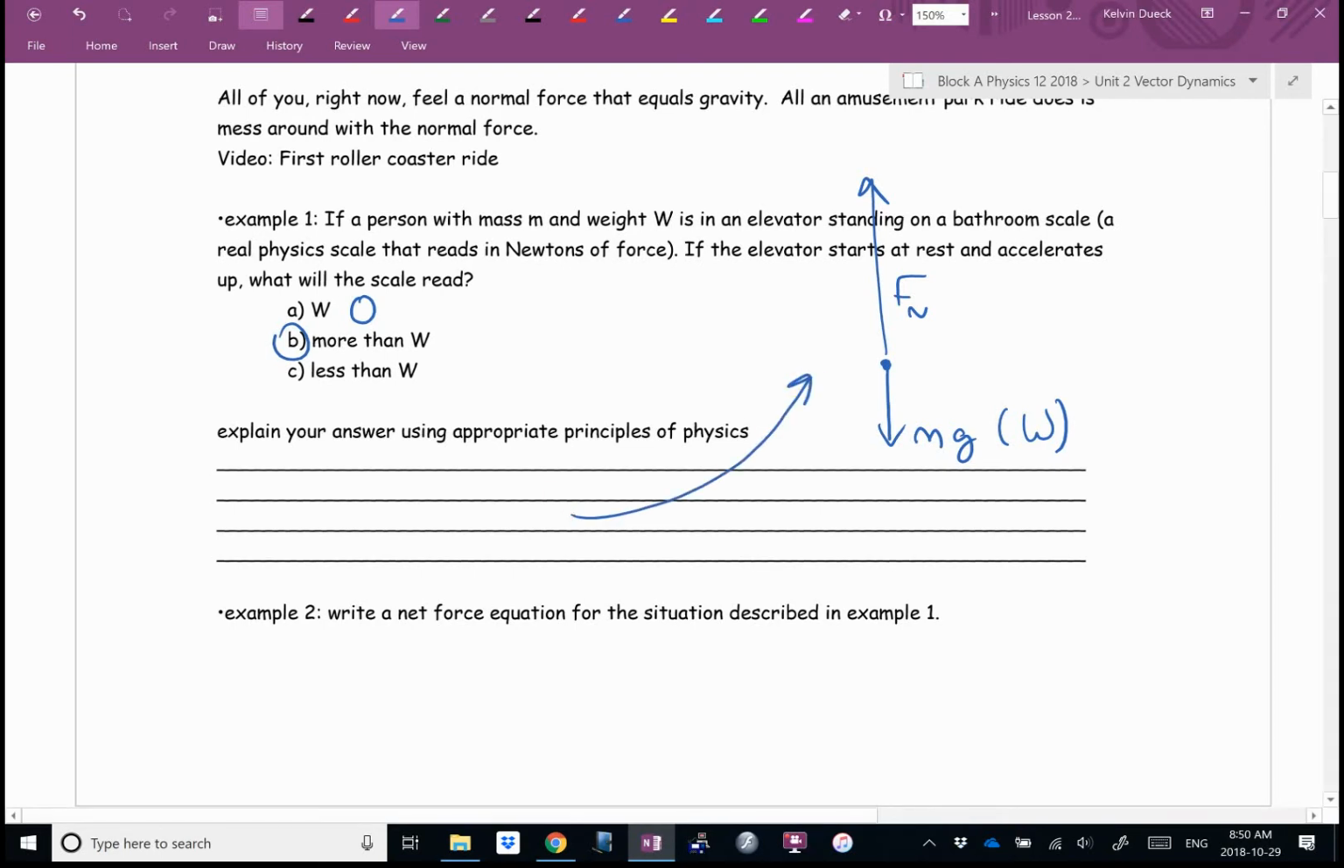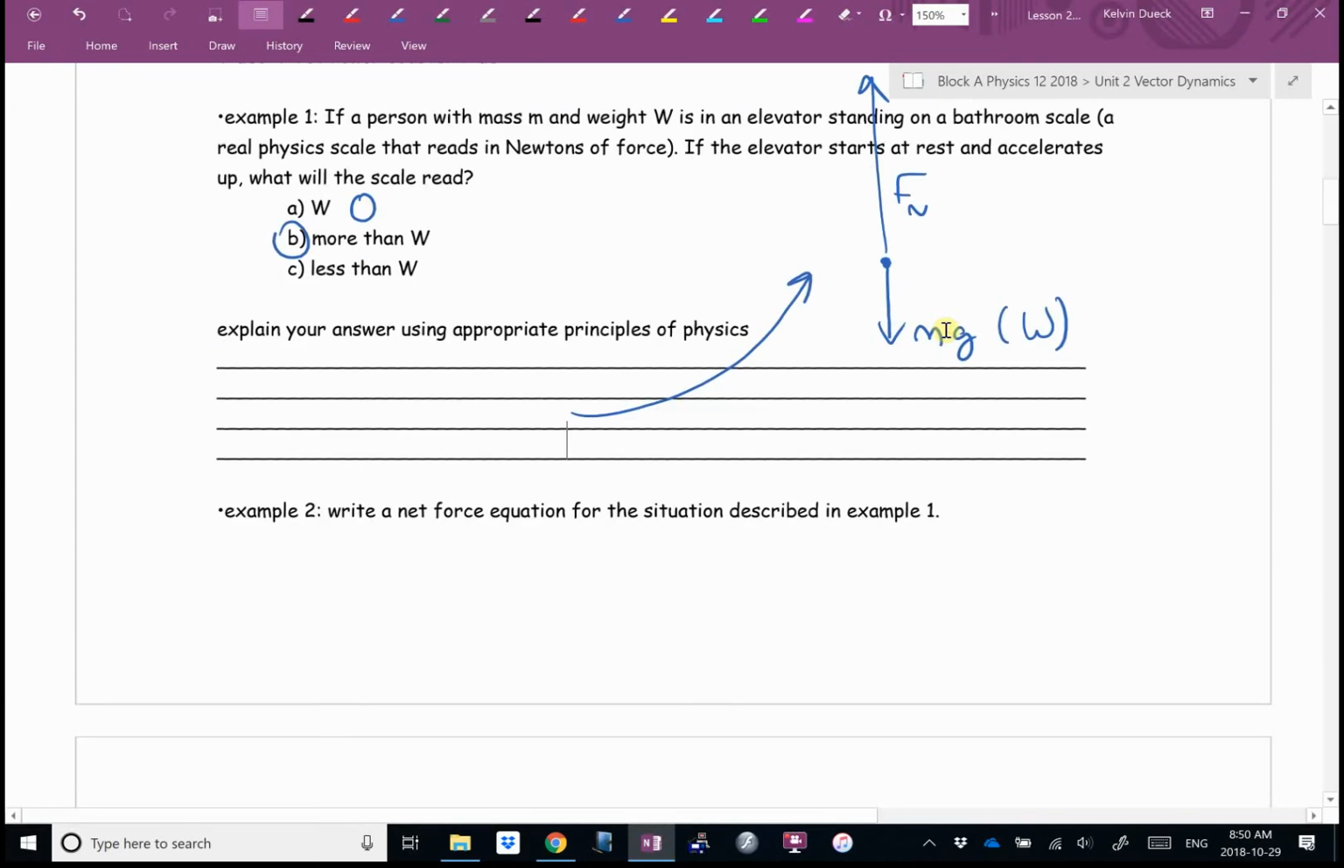Write a net force explaining your answer. I think a good free body diagram does the trick here. I might jot down a couple of words. I don't know if I was on a test, just to make sure Mr. Dueck got what I was getting at. Write a net force equation.